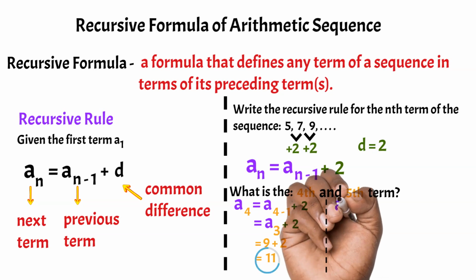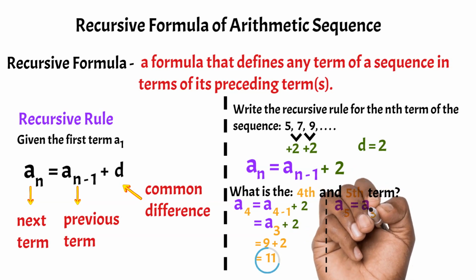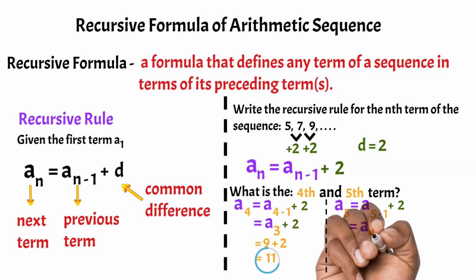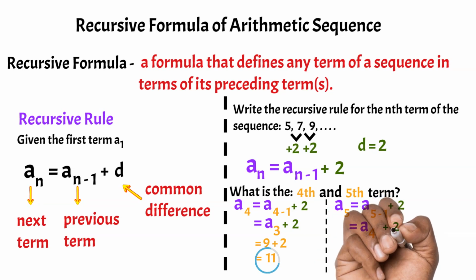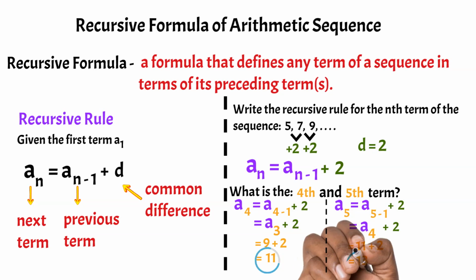Okay, let's see how you did. First, we plug in 5 for n since we are looking for the fifth term. Next we subtract 5 minus 1 and get 4. Now we have a sub 4 plus 2. We found a sub 4 from the previous problem, which was 11, which is also the previous term. Now 11 plus 2 equals 13, which is our fifth term.